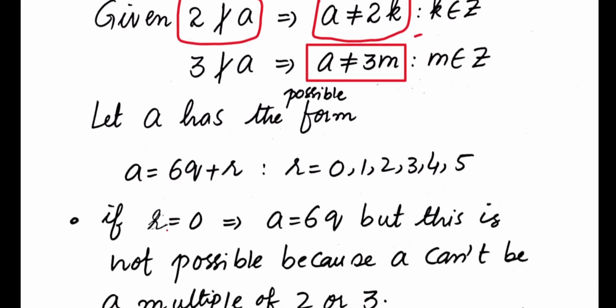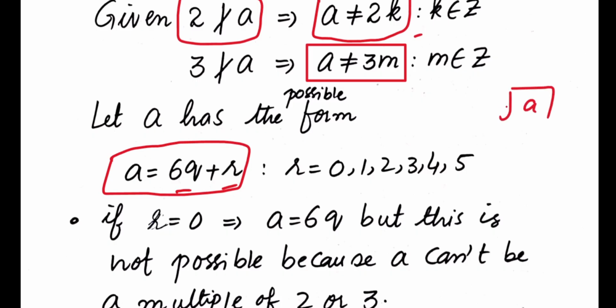A has a possible form 6q plus r, that is, a equals 6q plus r. This form can be obtained by the division algorithm. When you divide a by 6, there will be some quotient q. This becomes 6q, and after subtracting 6q from a, we have some remainder r, and this remainder r is either 0, 1, 2, 3, 4, or 5.